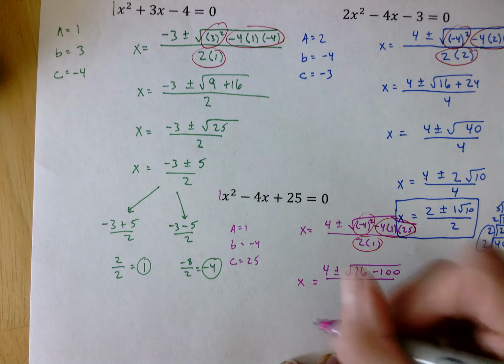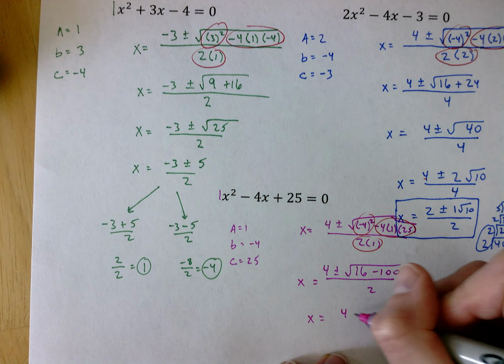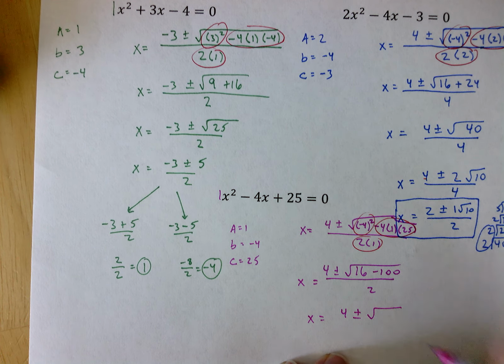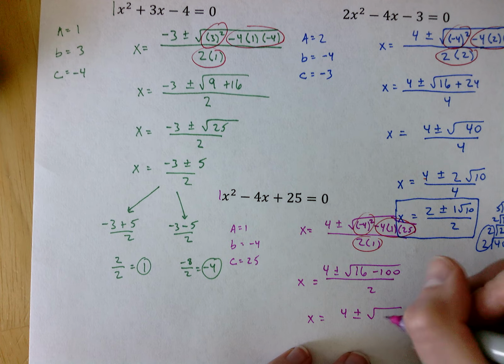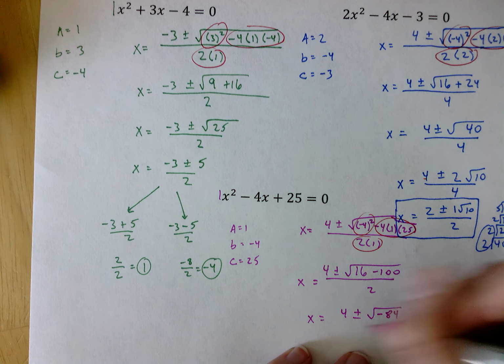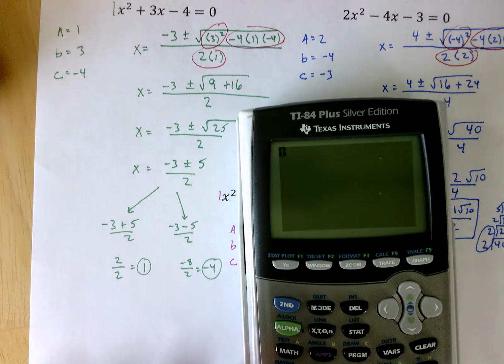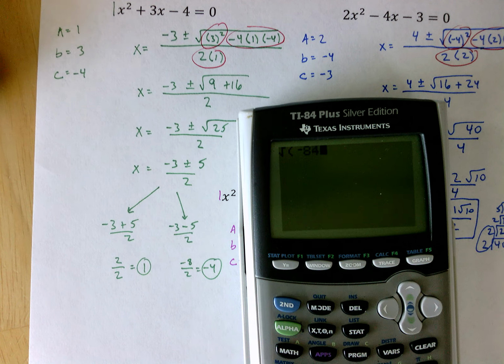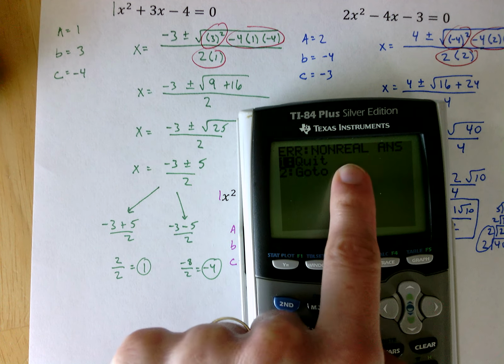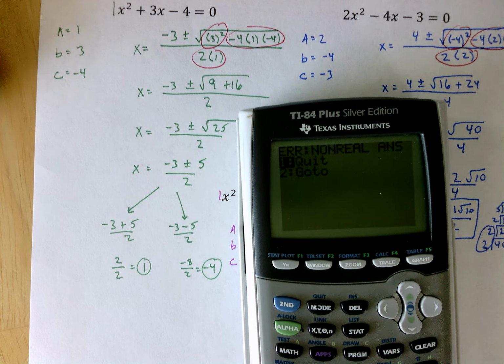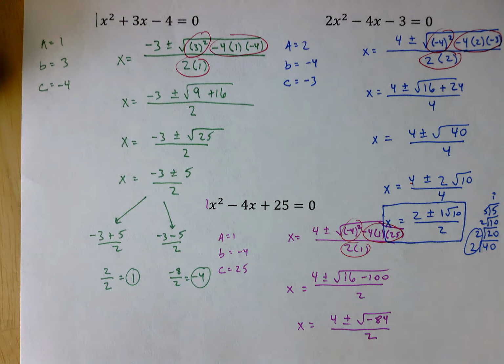Okay, and then I'm going to subtract those 2 numbers, and now we're going to have something interesting happen. So 4 plus or minus 16 minus 100 is negative 84. And that's a problem. Try to think for a second, why is that a problem that we got a negative 84? Well, you can't take square roots of negatives. That's not a thing. If I go on my calculator and try to get it to tell me what the square root of negative 84 is, it tells me it's a non-real answer. I get an error, because you can't take square roots of negatives.